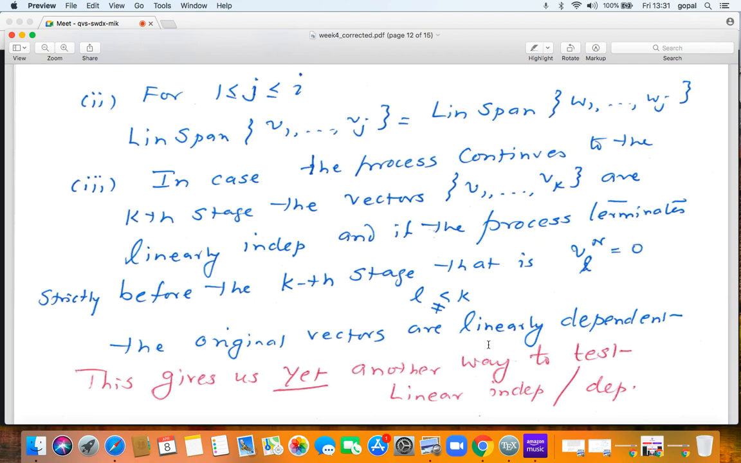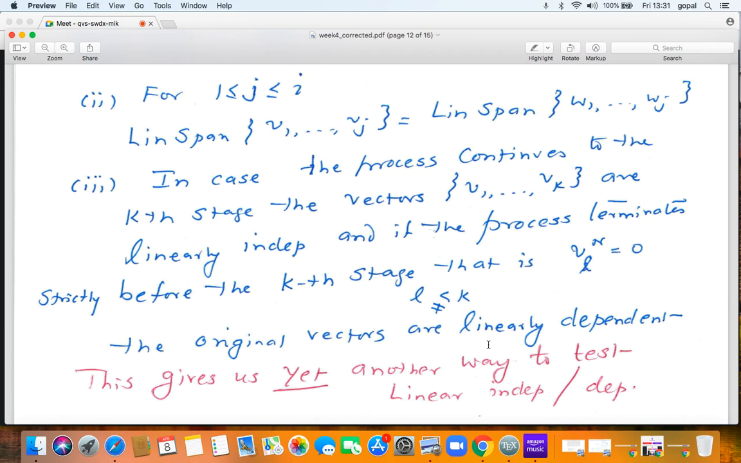Clearly, you can write a computer program to carry this out. Suppose you got 10 vectors, and the computer coughs out W1, W2, up to W8, and then at the next stage, the V9 superscript n became 0. Then the computer will tell you that the process has stopped after the 8th stage. It is not able to normalize the 9th vector because it is 0.